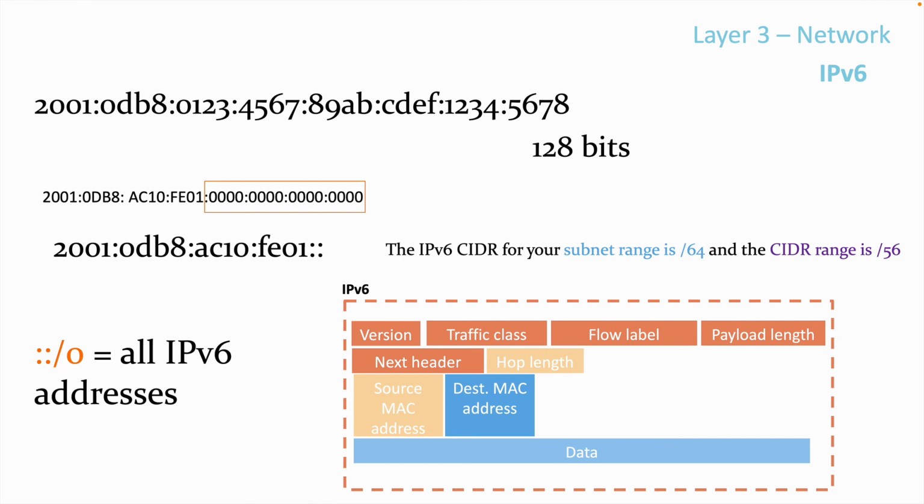Now in the next video, we're going to dive a little bit deeper into networking on AWS, and we're going to dive into subnetting and start building our own custom VPC.